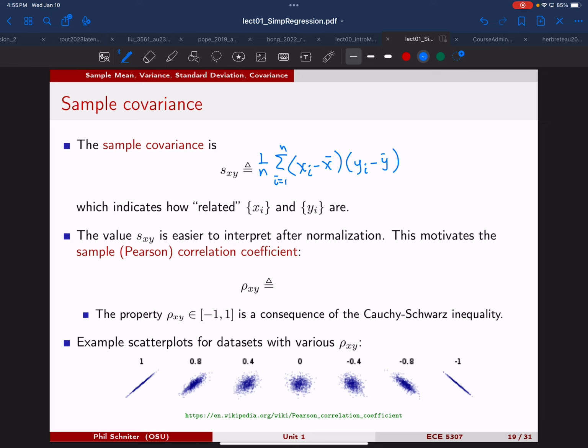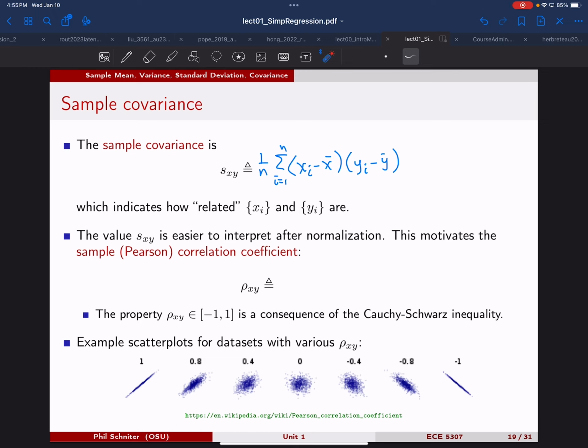Now the thing about this, it's a little bit confusing, is that this particular definition responds not only to how related they are, but how large x is and how large y is on their own. So if I take x and y and I double both of them, then you can see that this would increase by a factor of 4, which doesn't mean that they're more related, they're just bigger. So to get rid of that confusing scaling part, it's typical to normalize this sample covariance.